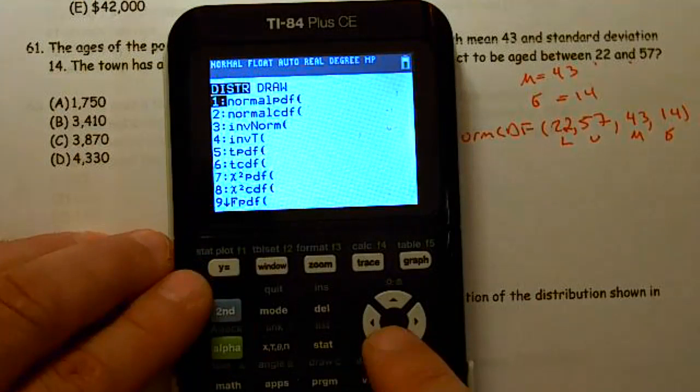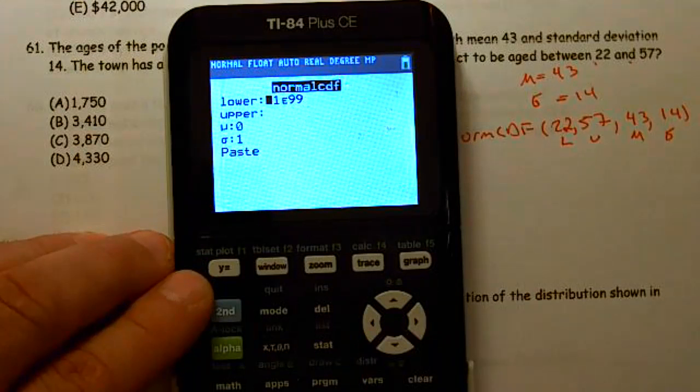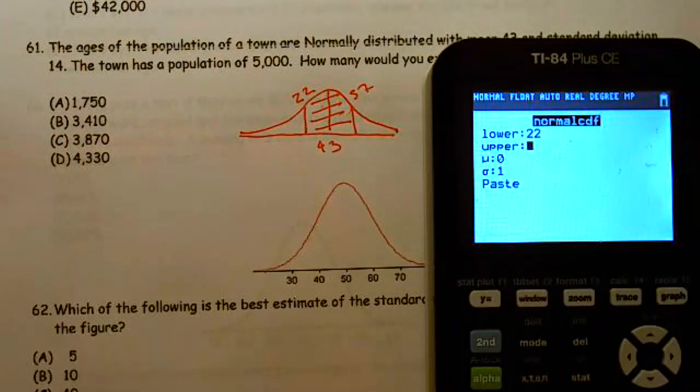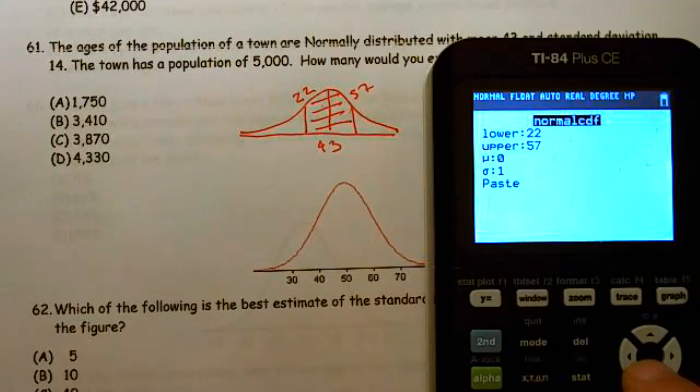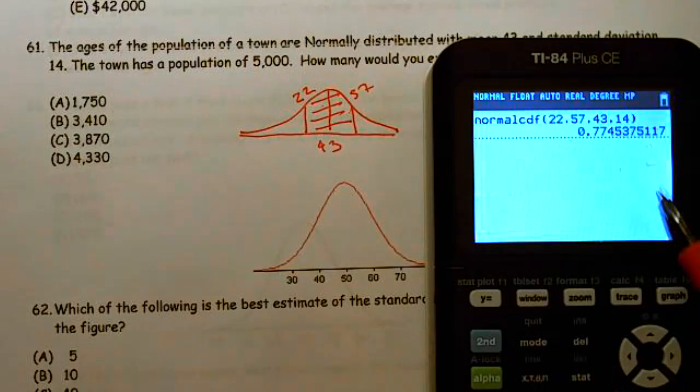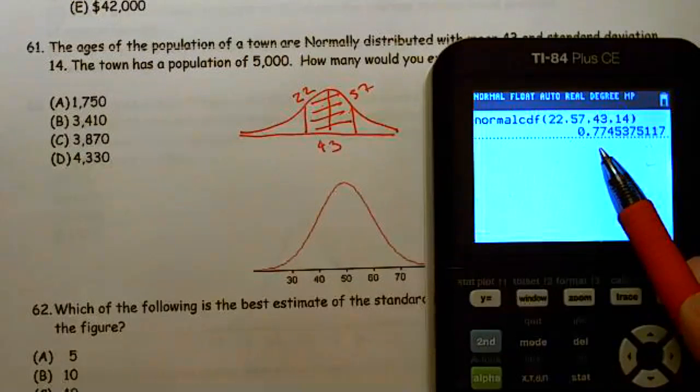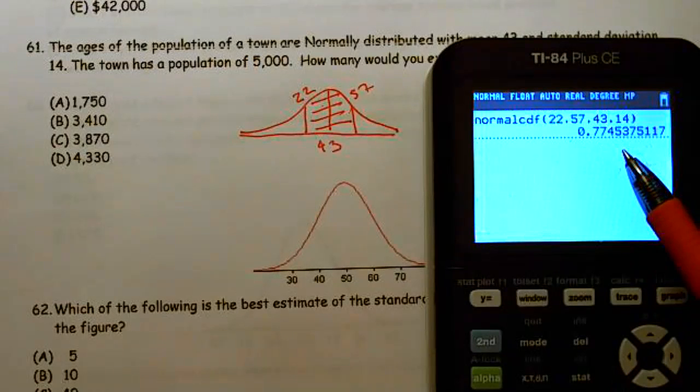Second vars, normal CDF, lower 22. By the way, I'm getting this straight off of this graph. Upper part of the shaded is 57, mean of 43, and the standard deviation they told us was 14. But all we calculated right here is the probability. So this is our probability, so 77% out of 5,000.